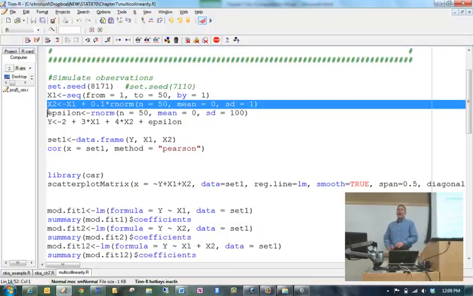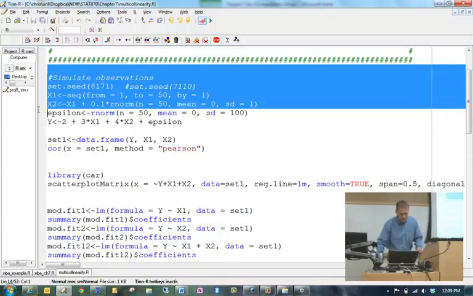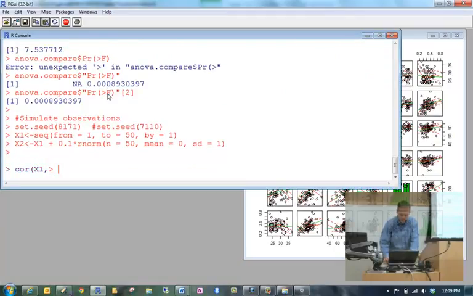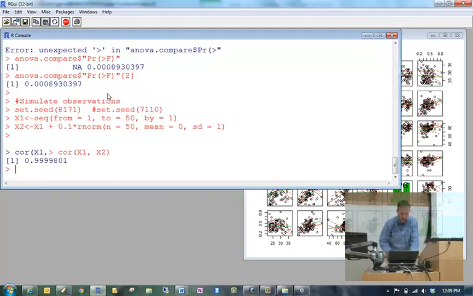X2 actually comes about through X1. So it's X1 itself plus a little bit of noise. So that if I did cor(X1, X2), I have a correlation of 0.9999. I would say that's very highly correlated.